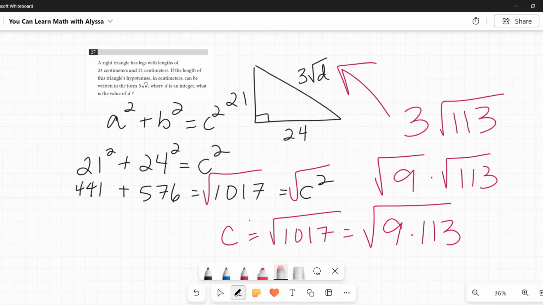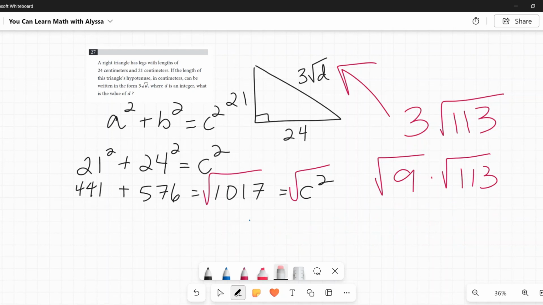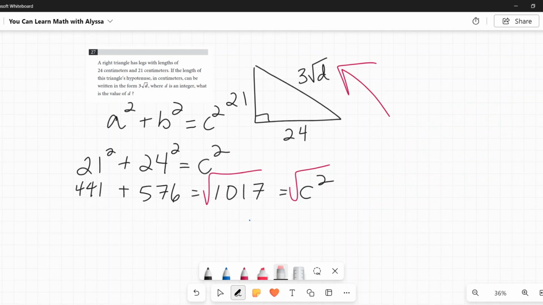There is a different way you can look at it where you bring the 3 square root of d into the equation down here, and I'm going to show you that method next. So you can pick. Either of these are going to work. It's whatever makes the most sense to you. Use it on the day.